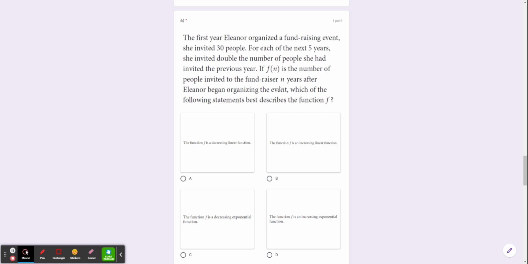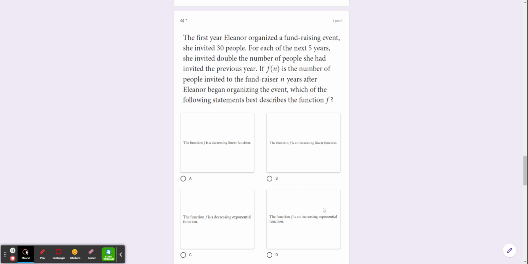So linear means it's increasing by the same amount. The graph would be a straight line, which means the same number of new people come each year. But this thing says it's doubling each year. So the next year it'd be 60, and then 120, and then 240, and then so on, 480. So the number of people being added each year is not the same.